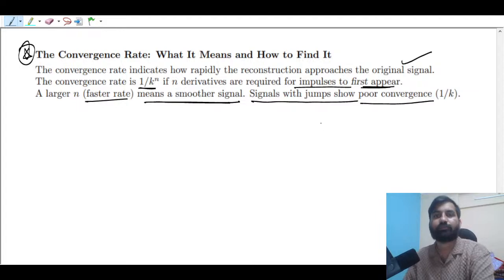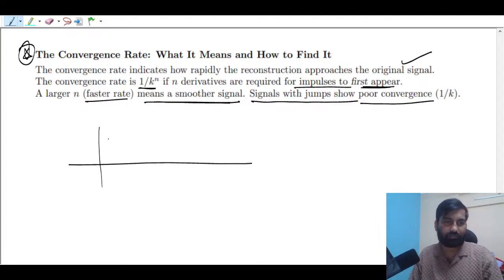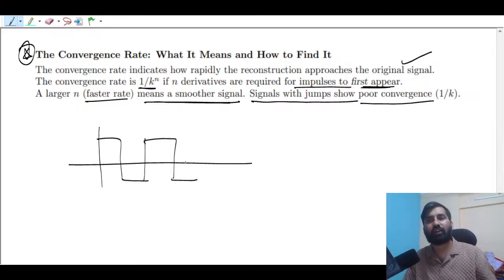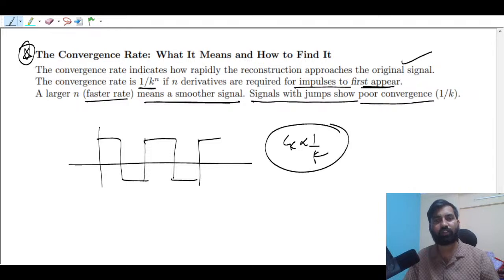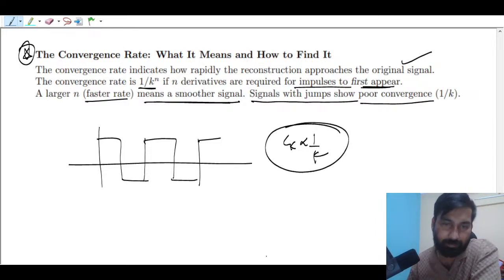Okay, suppose you have a signal of this kind, so it will show poor convergence, okay? ck is going to be proportional to 1 by k only. This is poor convergence, okay?